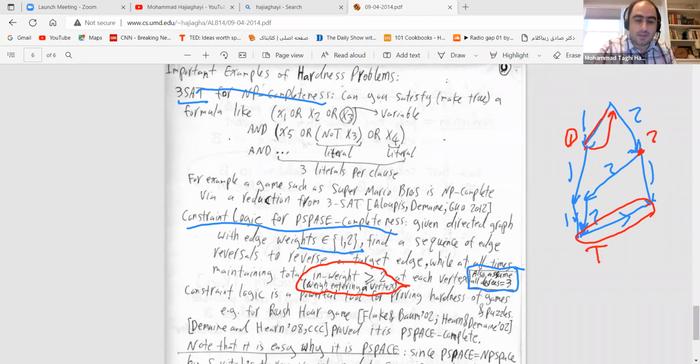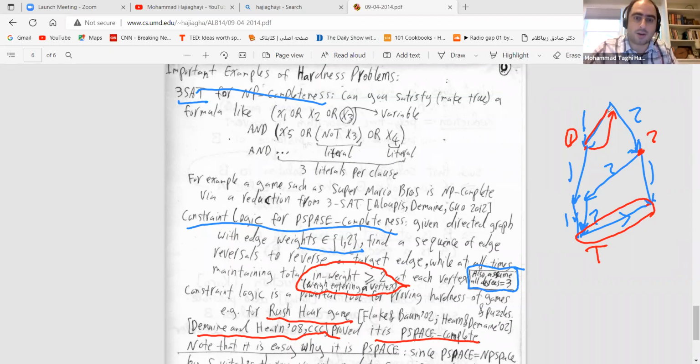For example, there is this Rush Hour game. You can read that one in the book. And this is the paper where Demaine and Hearn actually proved that this problem is PSPACE-complete. You can see in the book how you can use this problem to prove PSPACE-completeness. But one important thing I want to say is, why is this problem actually in PSPACE?